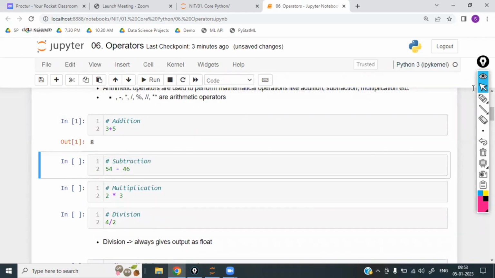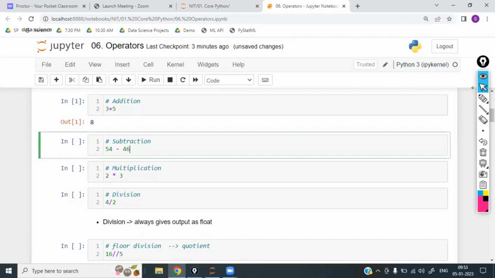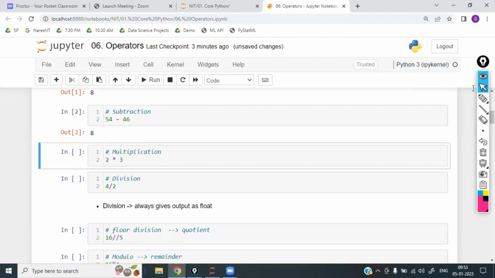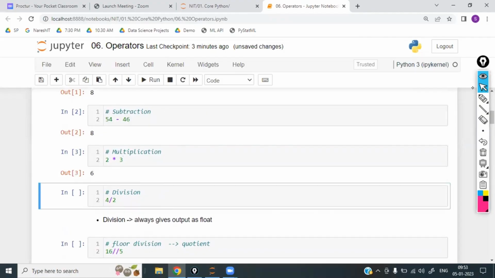Either we can add numbers or we can add strings. If we add strings, it is called string concatenation. If we add numbers, it is just a normal addition, but the operator is the plus operator. Okay, 54 minus 46, we are going to get 8. That is just doing the minus. The third operator is multiplication, that is 2 into 3, which gives 6.